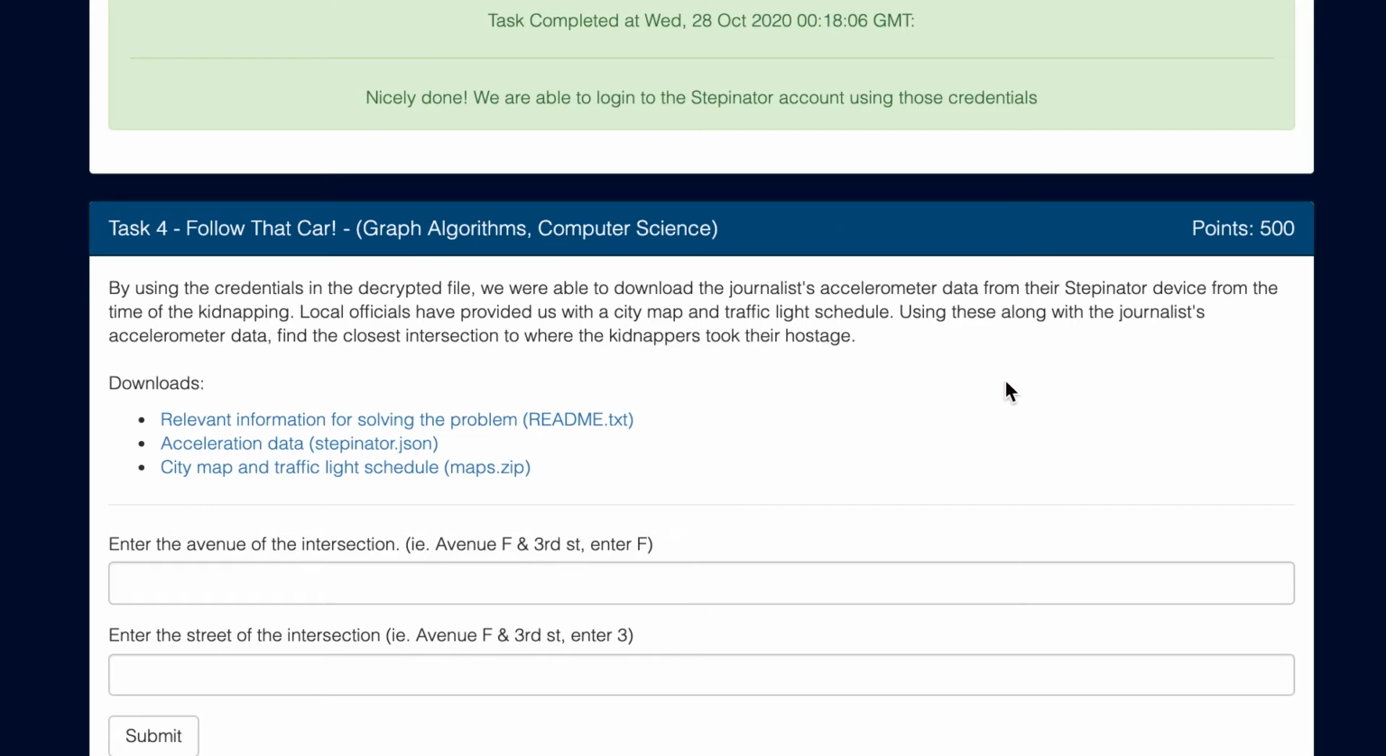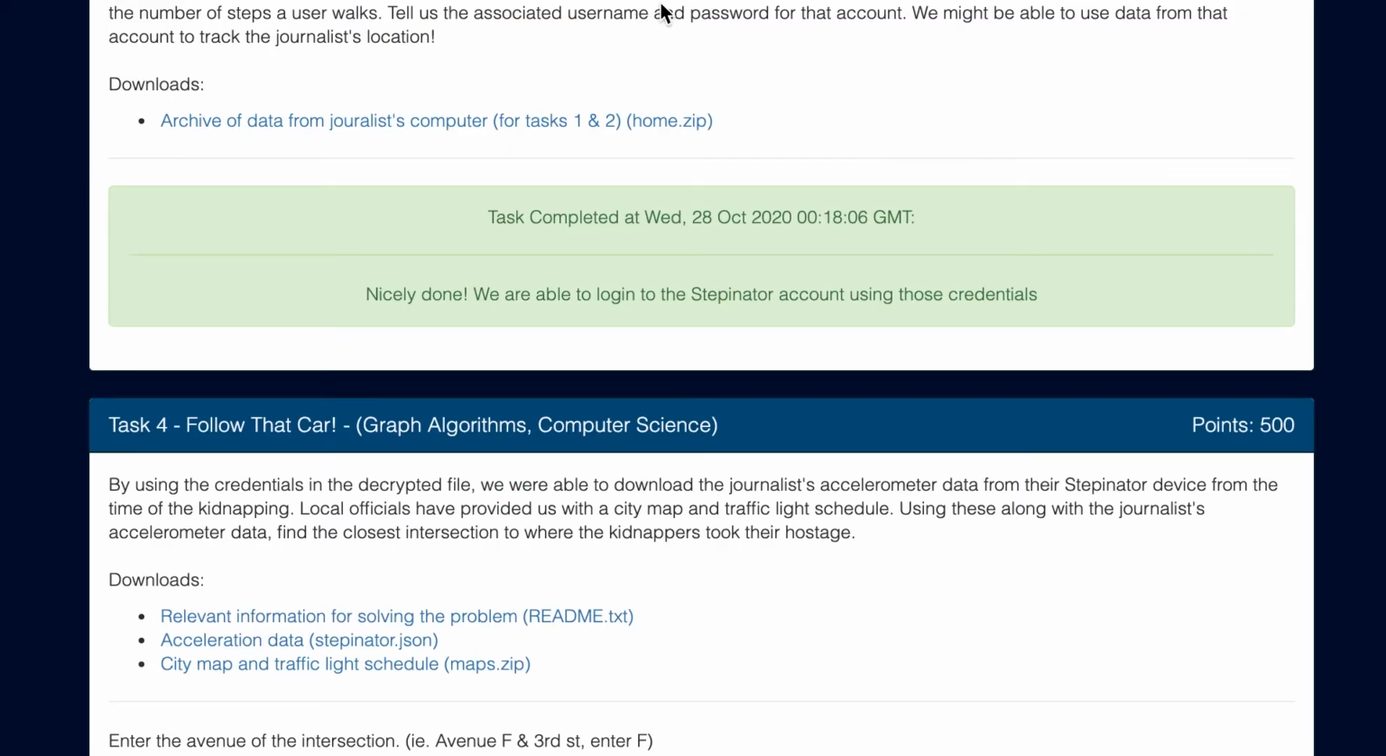As you may recall in Task 3, we were able to recover the Stepinator account that the journalist who was kidnapped used for their fitness tracking. They've actually downloaded the accelerometer data from that device at the time of the kidnapping. In this task, we're going to use that data to figure out where the journalist may have ended up a few minutes after their kidnapping and try to locate the closest intersection to where the terrorists may have taken them.